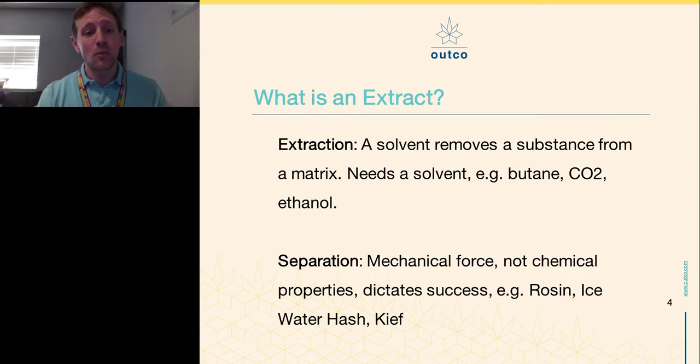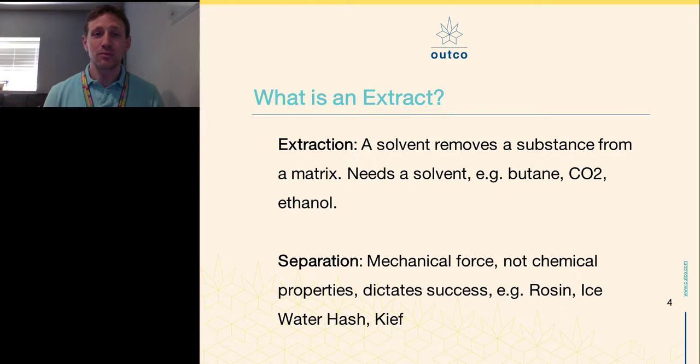So, what is an extract? An extract is when a solvent removes something from a matrix. So butane extraction, CO2 extraction, ethanol extraction would be an extract. When people talk about a rosin extract or an ice water hash extract, that is actually incorrect, because from a chemical side, for extraction you need a solvent. Rosin is just a mechanical separation through pressure and temperature. And ice water extract is actually about the same. The water and ice cubes agitate the material and you collect the trichomes. So again, it's a separation.